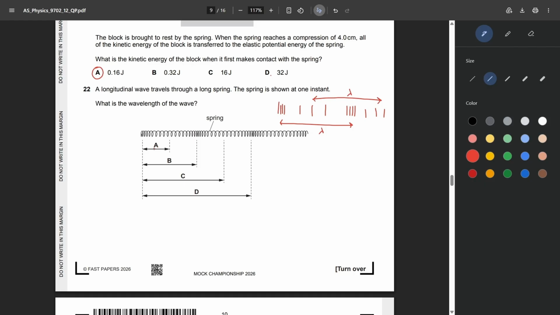So option A is the distance between one compression and one rarefaction. So that won't be the answer. Option D is the distance between one compression to the next compression. So the answer is B. It cannot be C because C is the distance from one compression to the next rarefaction. And option D is basically twice the wavelength. So D is also not the answer. Answer would be B.